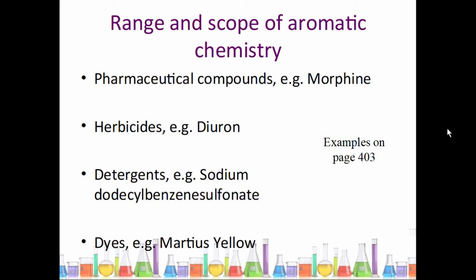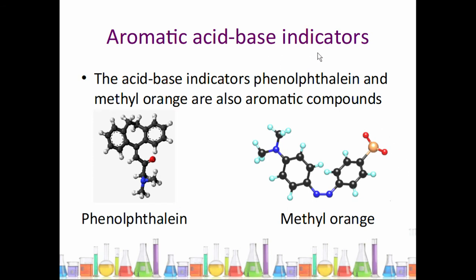So those are some aromatic compounds, but in fact there are millions of aromatic compounds. It's a whole branch of chemistry where we study compounds with benzene rings in them. So examples include pharmaceutical compounds, herbicides, insecticides, detergents, dyes. You can see a lot of these examples just to see the structure of them on page 403. I'd recommend you have a look at that. And one particular example that you need to know about is acid-base indicators. So we've used phenolphthalein and methyl orange in the lab quite a bit, and you can see here in phenolphthalein we've 2 benzene rings, and the same in methyl orange, it has benzene rings in there as well. So that's a particular example to note that they might ask you about.